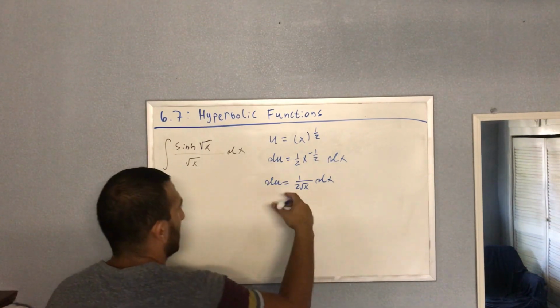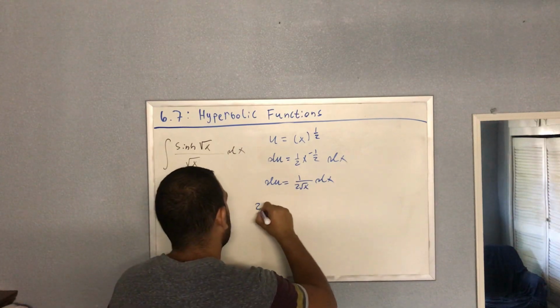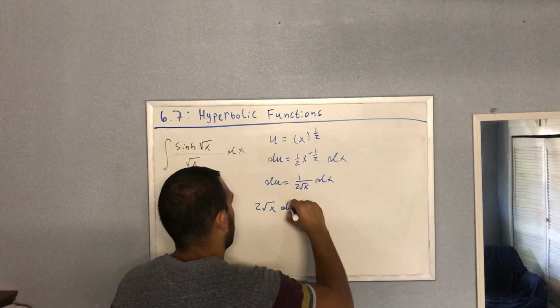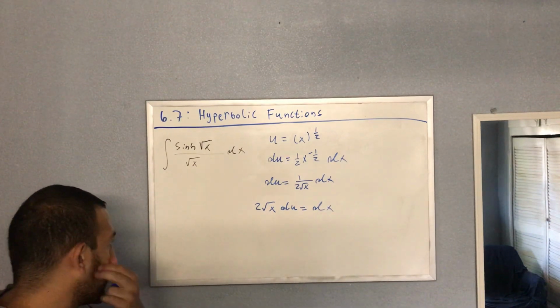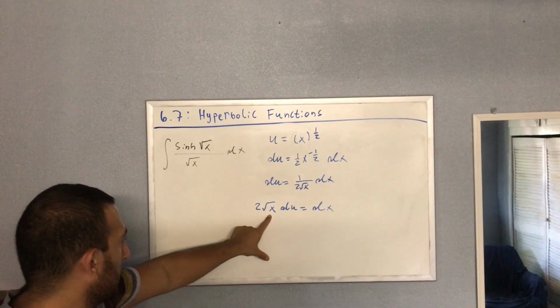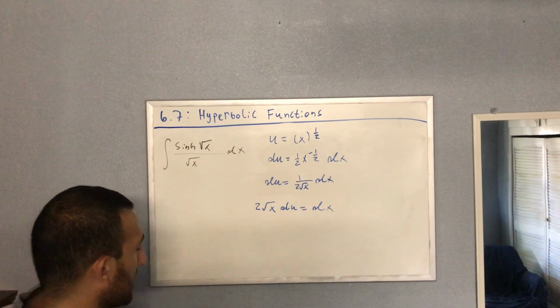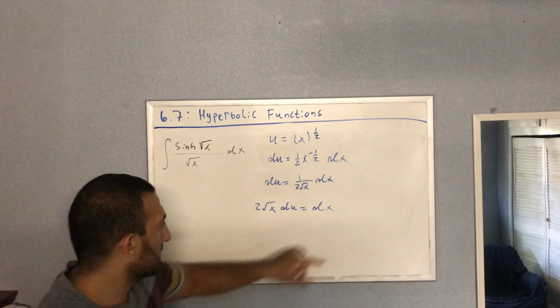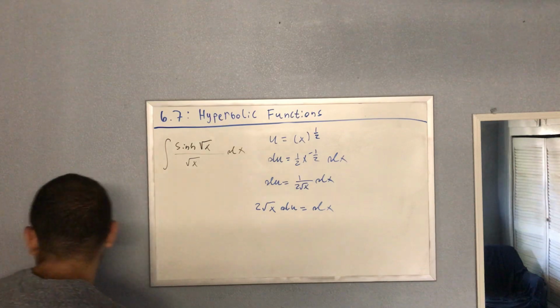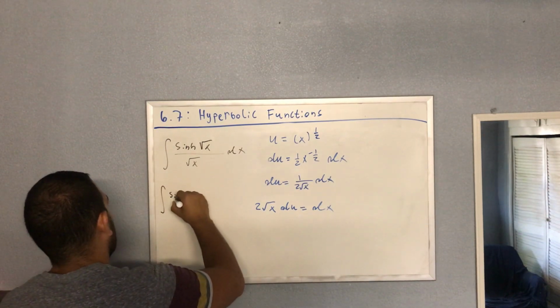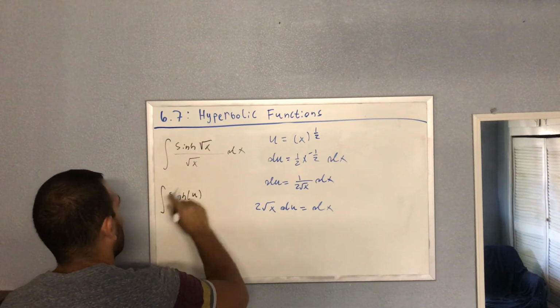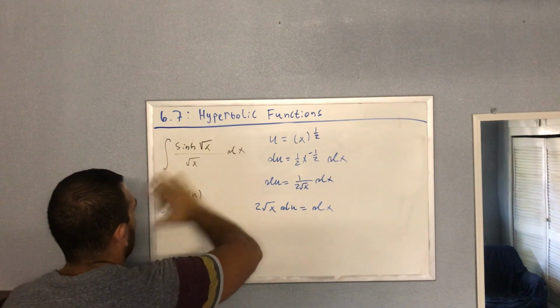And then if you multiply both sides by 2 root x, you get this. And this is why this choice was nice, because notice that this root x will cancel out with that, because dx gets replaced with this. So now we have the integral of sinh of u.